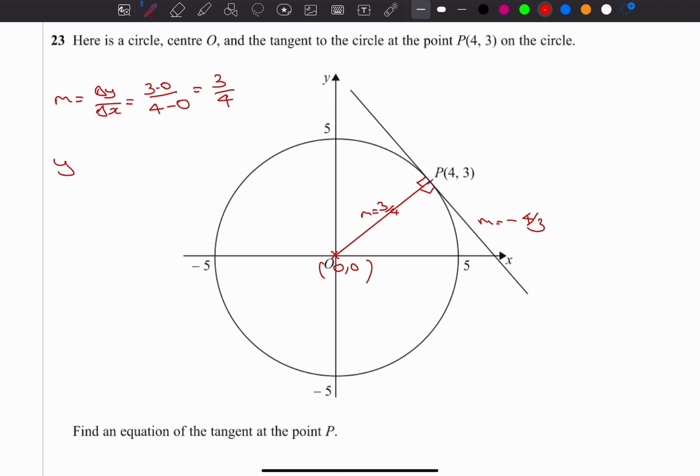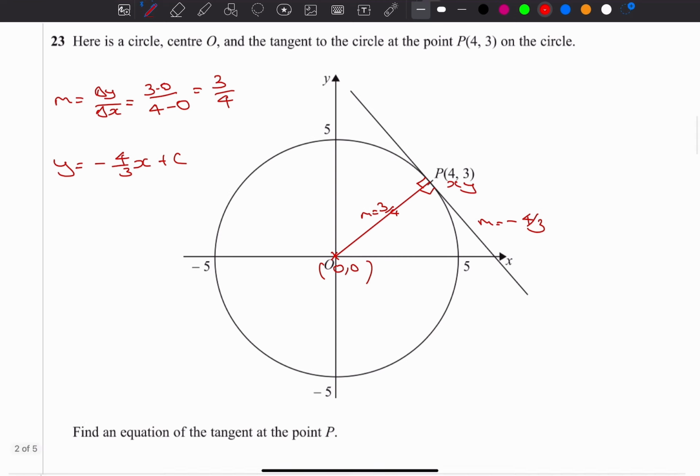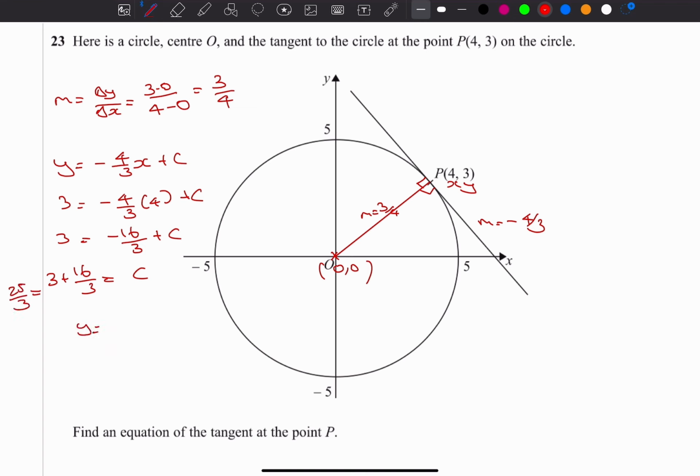So y equals minus 4 over 3x plus c. The coordinate that line goes through is x and y: 3 equals minus 4 over 3 times 4, plus c. 3 equals minus 16 over 3 plus c. Add 16 over 3 to 3, and that will give you 25 over 3. So y equals minus 4 over 3x plus 25 over 3, and that's the answer, the equation of the tangent.